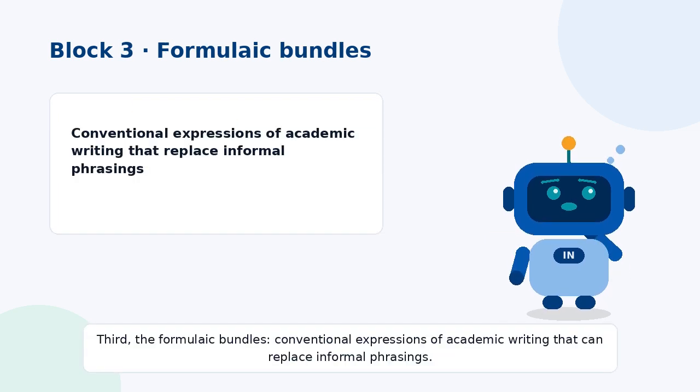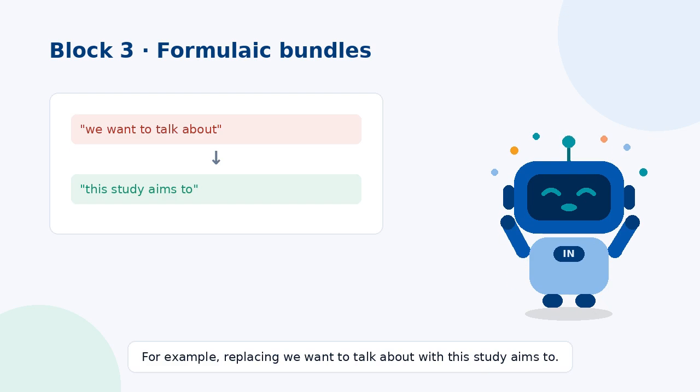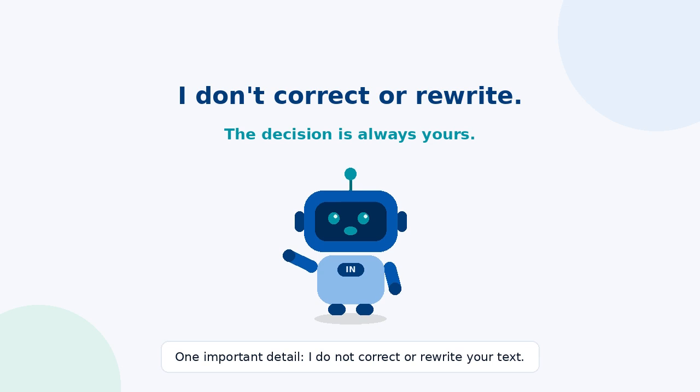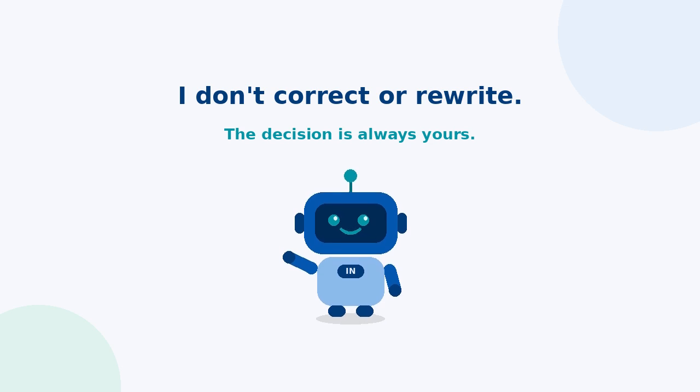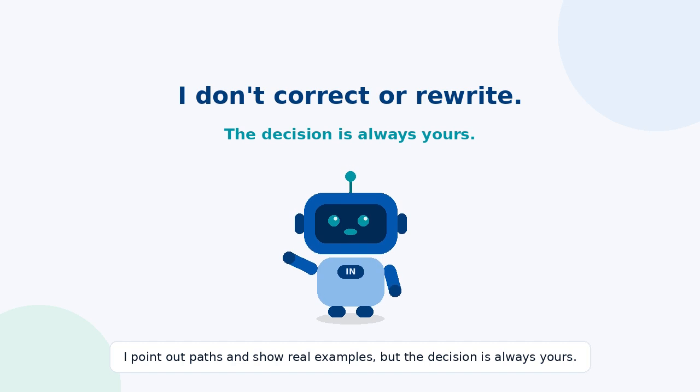Third, the formulaic bundles, conventional expressions of academic writing that can replace informal phrasings. For example, replacing "we want to talk about" with "this study aims to." One important detail: I do not correct or rewrite your text. I point out paths and show real examples, but the decision is always yours.